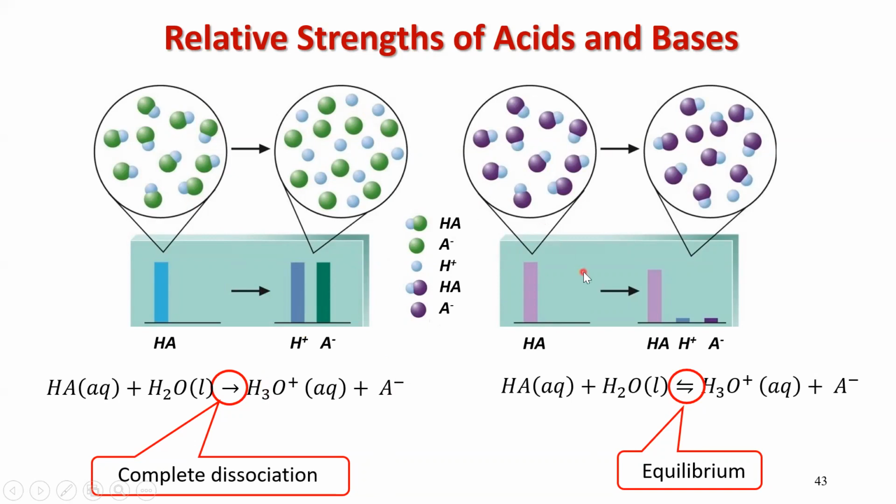But if we look at a weak acid and we start out with HA, only a very small amount of these HA molecules actually break up into A and H. We're going to have mostly HA at equilibrium. That's what we look at when we're looking at weak acids. So strong acids 100% dissociate. Weak acids, only a very small percentage.